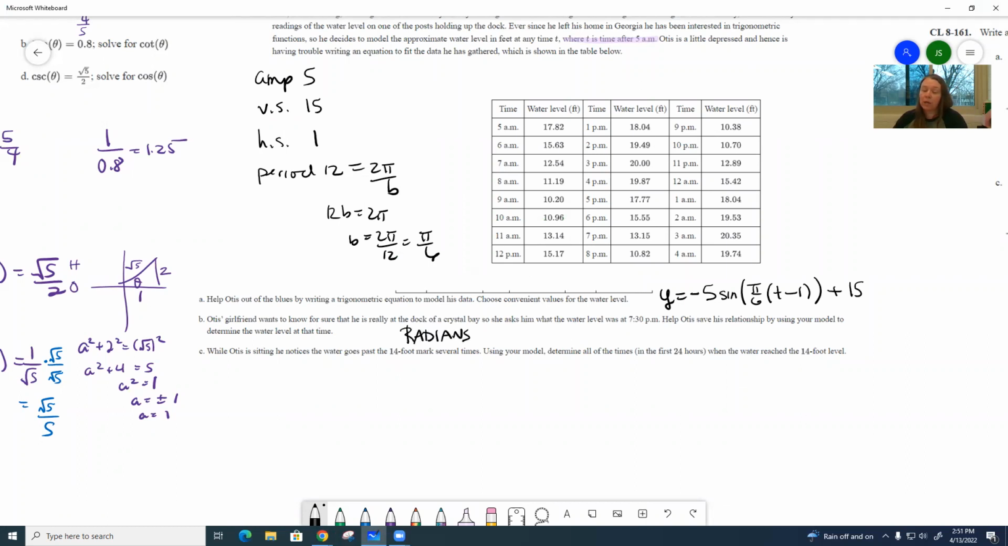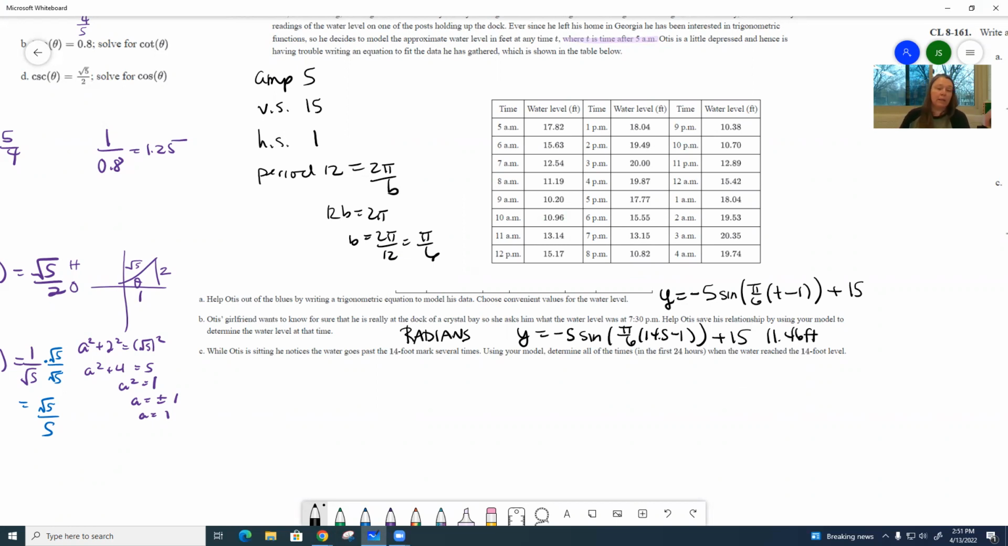And I know this is really annoying because your calculator is probably in degrees. And for most everything else, you want it in degrees. But here you need this to be in radians, which is annoying to have to go back and forth. All right, so you should get about 11.46 feet for this.